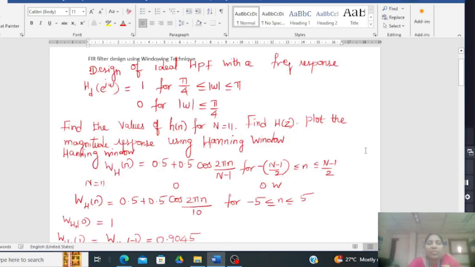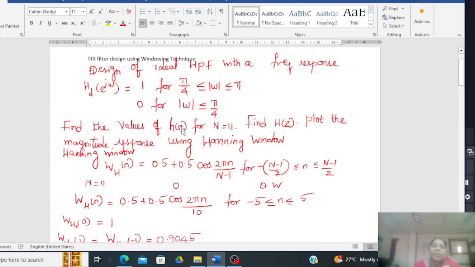Good morning, students. So today's class we are going to study about the FIR filter design problem using windowing technique. So the given problem is we need to design the ideal high pass filter with a frequency response H_d of e power j omega equal to 1 for modulus of omega varies between pi by 4 to pi and 0 for modulus of omega less than or equal to pi by 4.